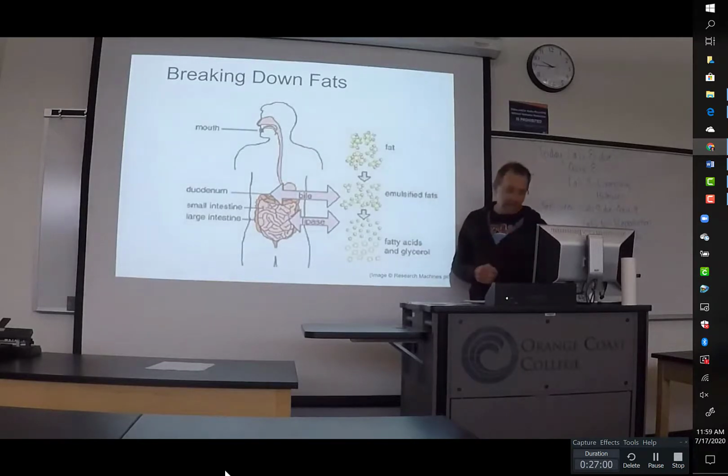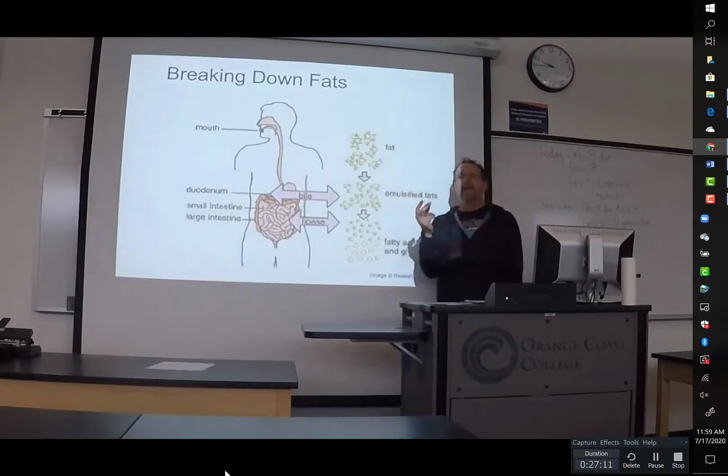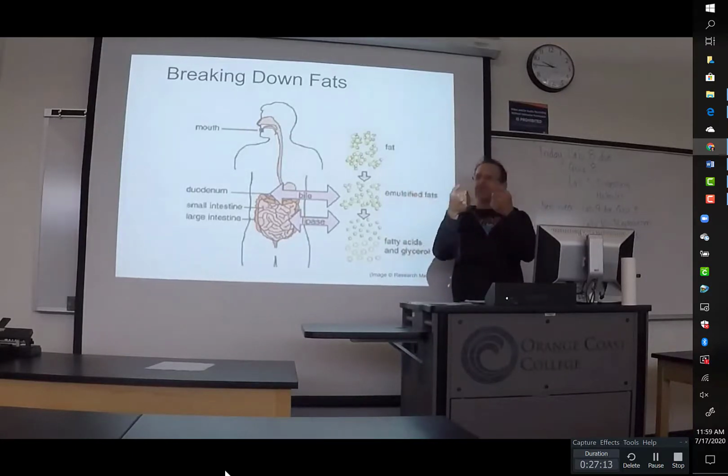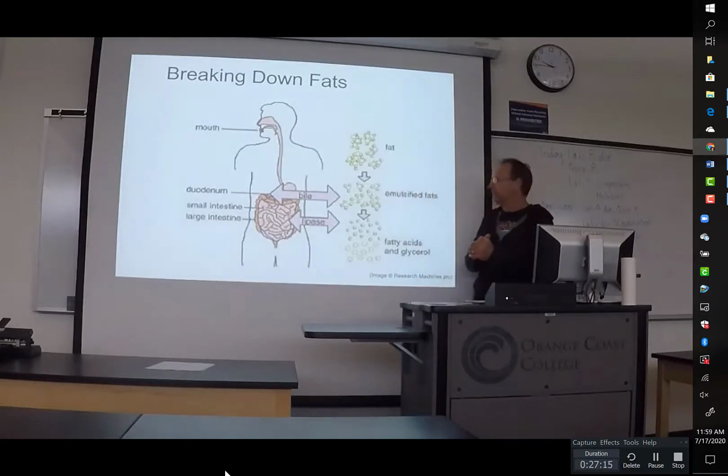So that's what's in our bile, and also the bile salts. We're going to just be using bile salts today because that's the main part of it, which is going to emulsify our fats. And again, emulsify means to separate into smaller components.